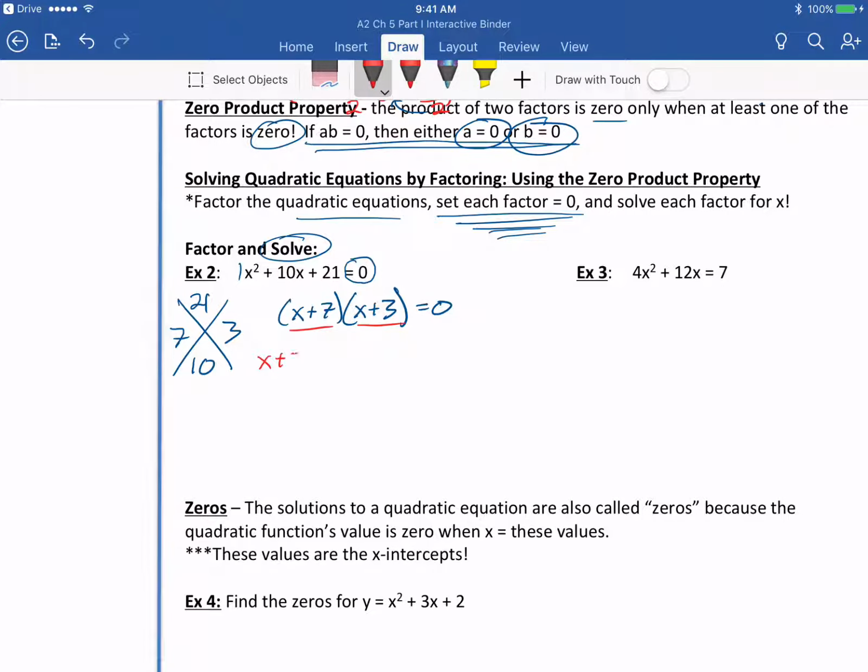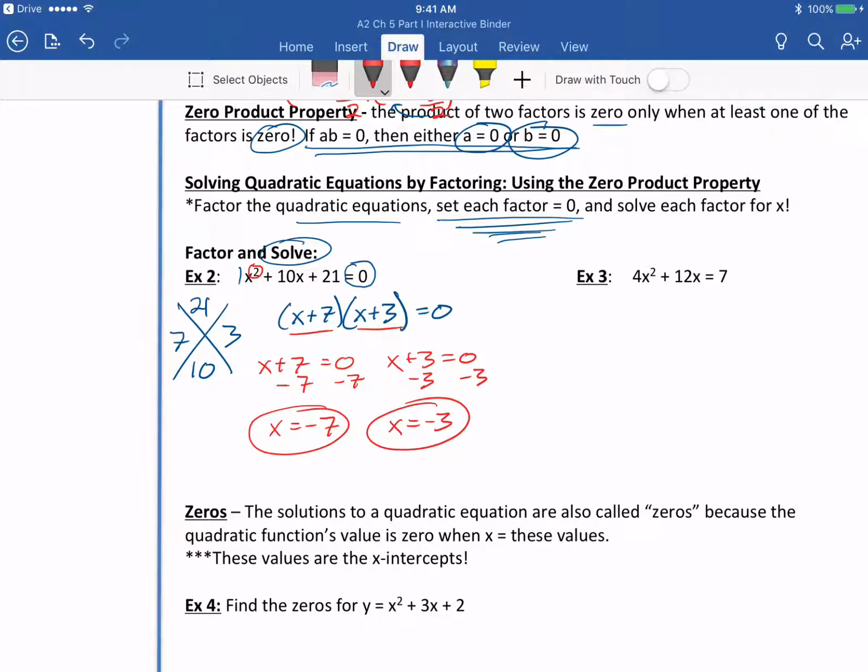So I'm going to say x plus 7 is equal to 0, and x plus 3 is equal to 0. Okay, so now if I solve for x, I obviously have to just do a little quick part for each of these. Subtract the 7, subtract the 3, I get x equals negative 7, and x equals negative 3. Okay, for these you're always going to get two answers, and we're going to talk about how many answers we should get throughout the rest of the chapter. All right, so there I solved that guy by factoring.